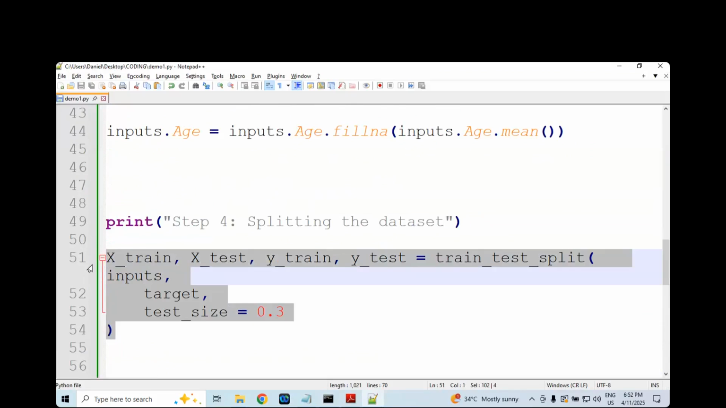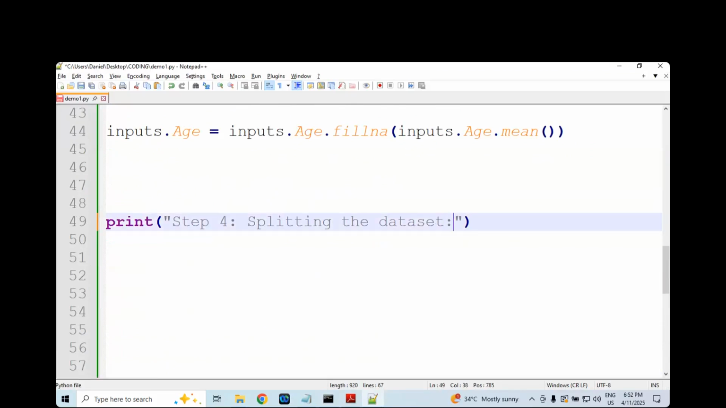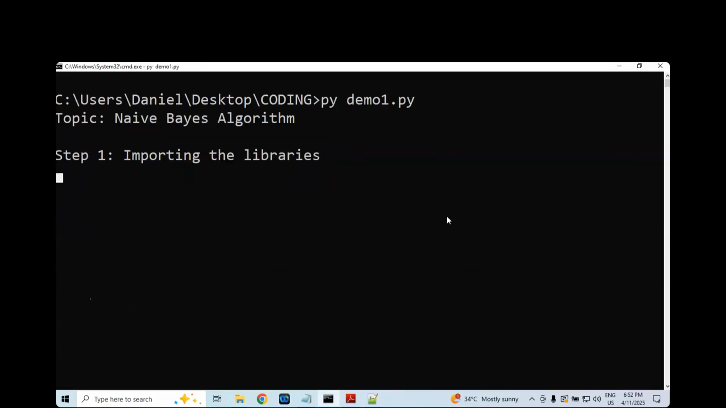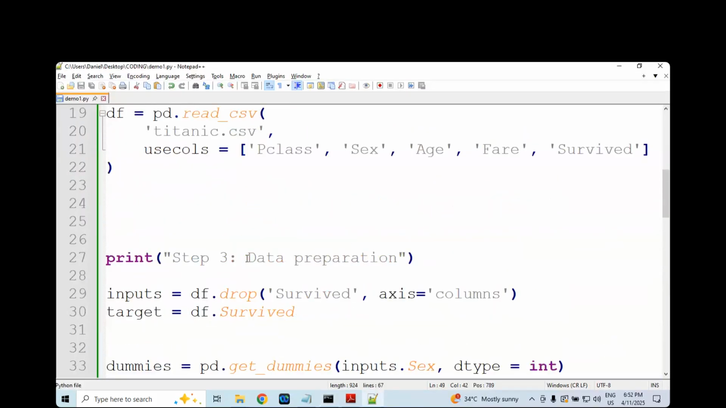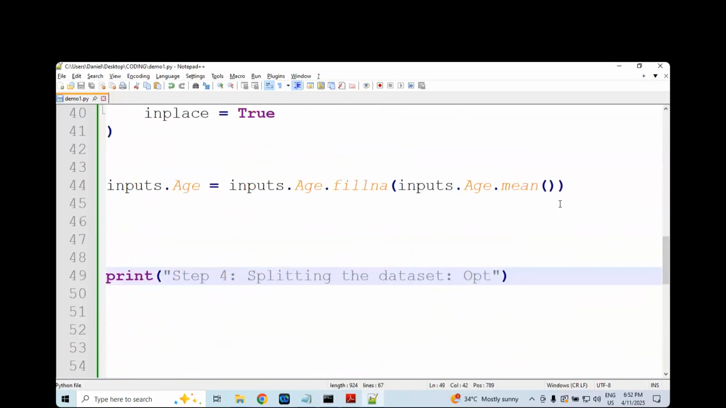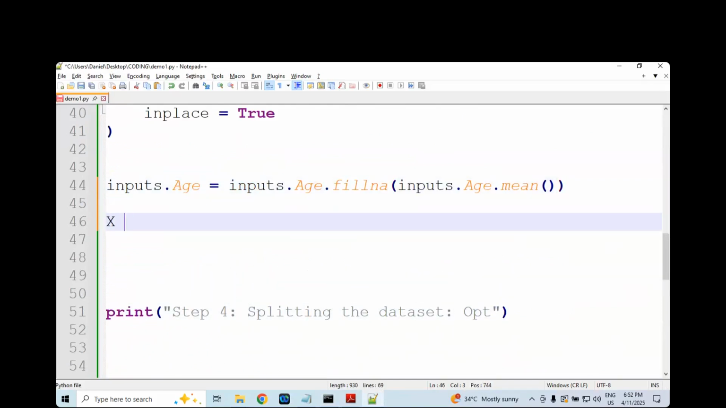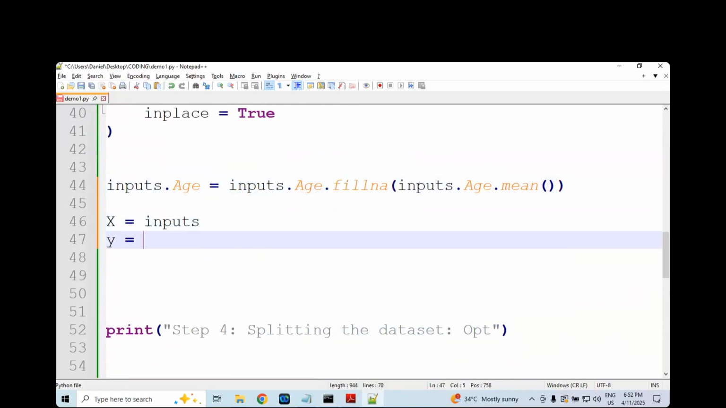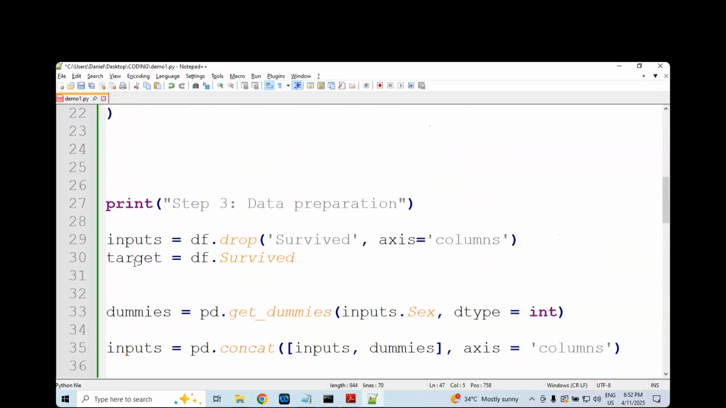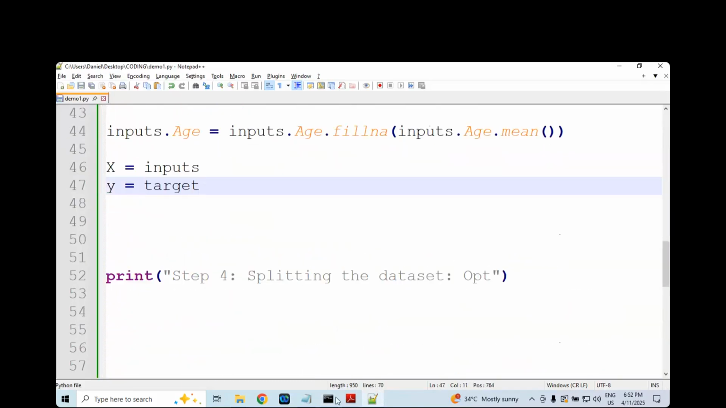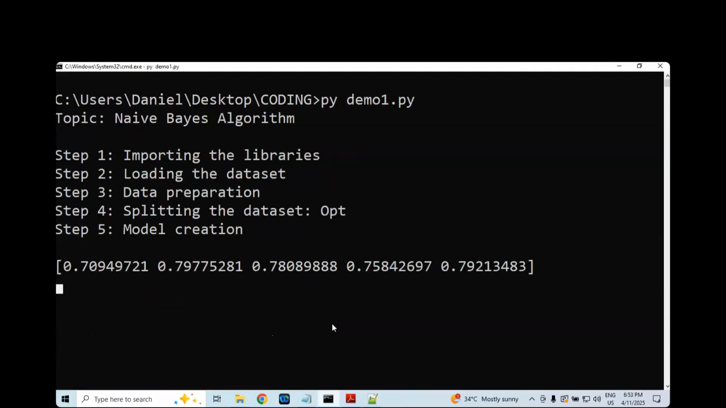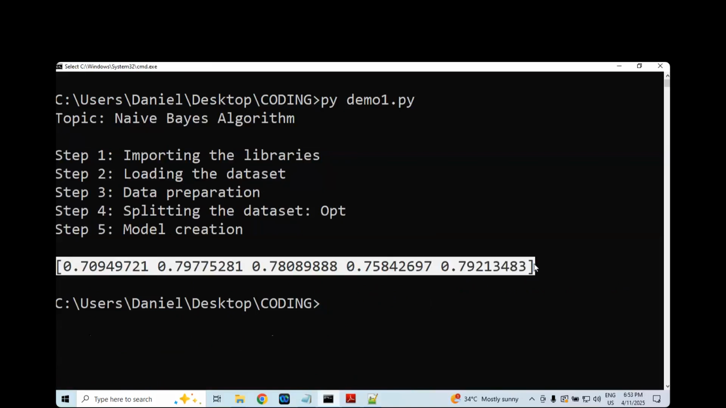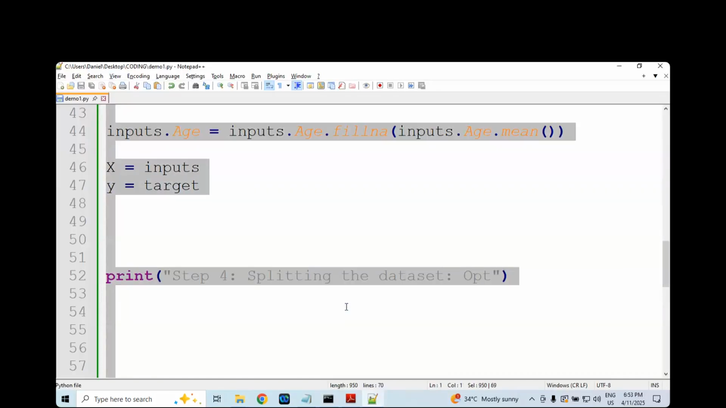I don't want to use this. Did I miss anything? X is not defined. Yeah, man. But finally, the average score you have to believe.